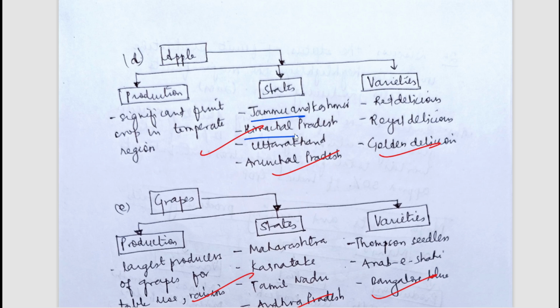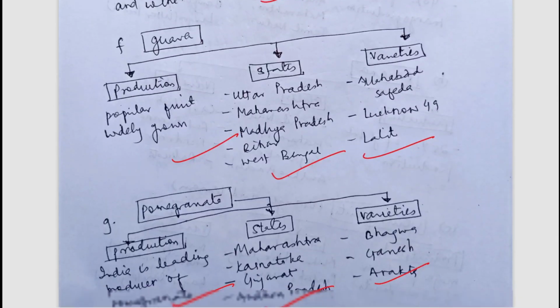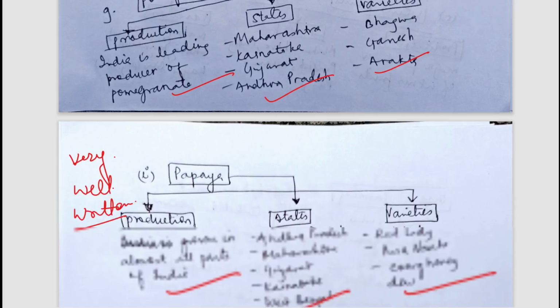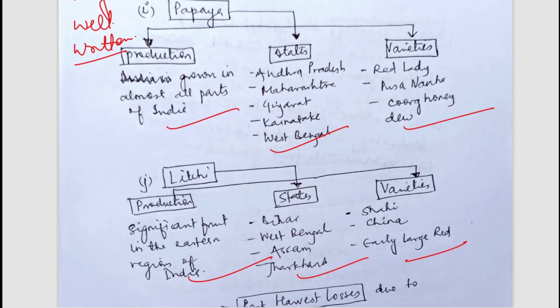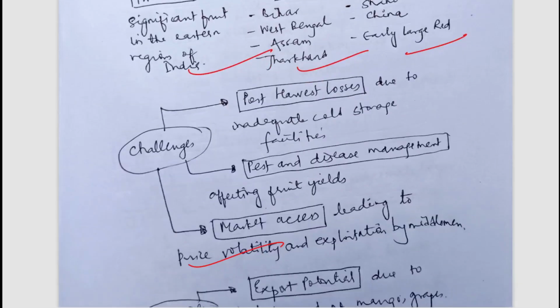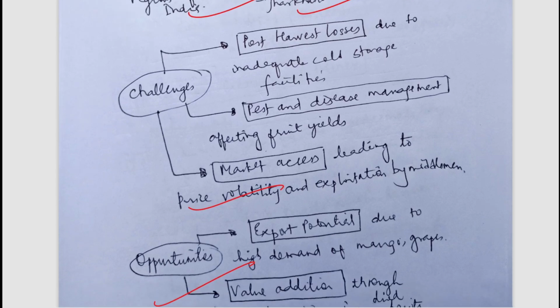Apple, Jammu and Kashmir, Himachal Pradesh; grapes, Maharashtra, Karnataka, Tamil Nadu, Andhra Pradesh; guava. So well written answer. All the crops, all the fruits have been mentioned. Papaya, lychee. You can pause the video and read it. And again, post-harvest losses and opportunities have also been mentioned.